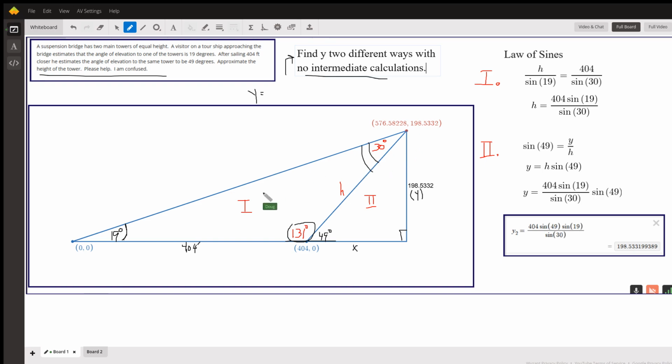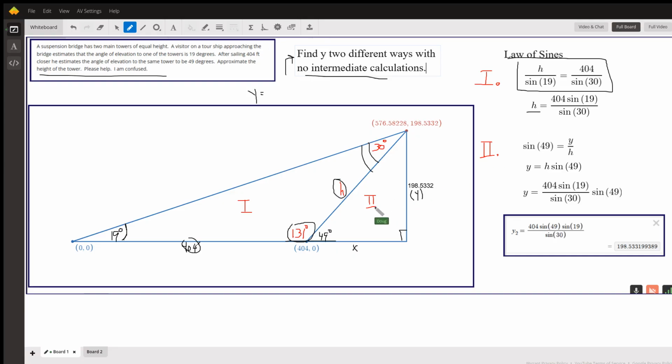And now in triangle number 1, we can use the law of sines because we know an angle, 30, and the side opposite. And that allows us to find h, the hypotenuse of the right triangle, which I label triangle 2. Okay, so there's the law of sines. If I solve for h, I get this.